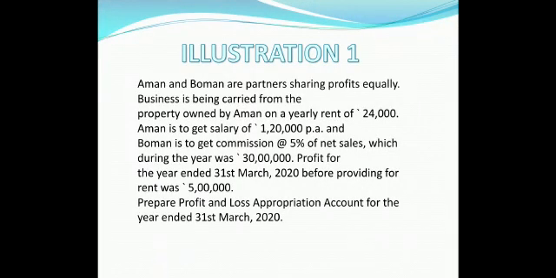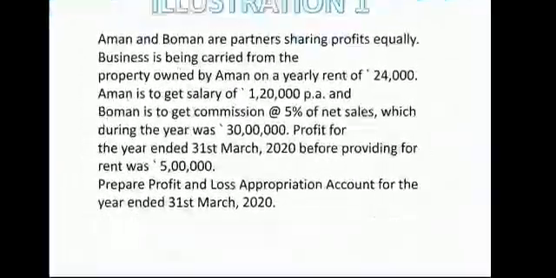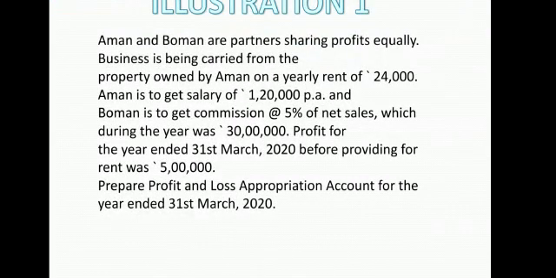Moving on further. We are now doing one illustration, a practical question. Let's read the question very carefully first. Only then we can proceed for the solving of the question. Let's read the question carefully, children. Aman and Bowman are partners sharing profits equally. Business is being carried from the property owned by Aman on a yearly rent of rupees 24,000. Aman is to get a salary of rupees 1,20,000 per annum. Note, it is per annum, not per month.